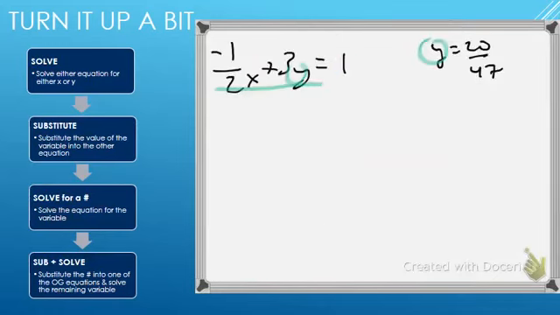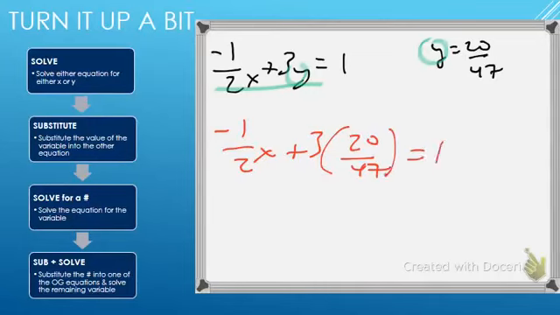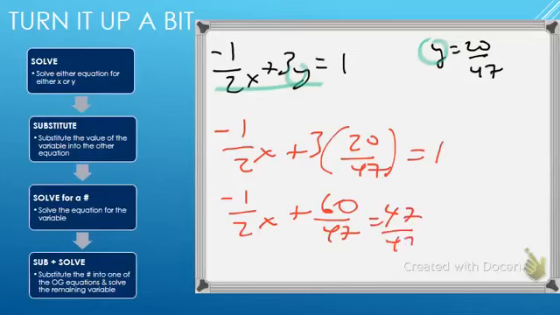So now I need to finish solving for the other variable. I have y equals a number. It equals 20 over 47. I am going to now substitute that in for this y. So I'm going to get negative 1/2 x plus 3 times 20 over 47 equals 1. Negative 1/2 x plus 60 over 47 is 1. Let's turn that into 47 over 47 to make this easier. Subtract 60 over 47 on both sides.